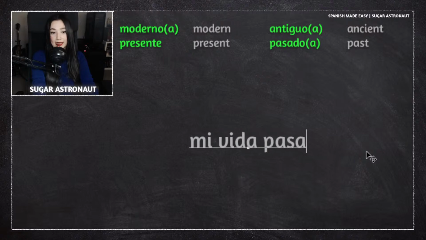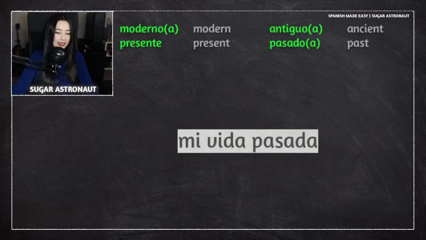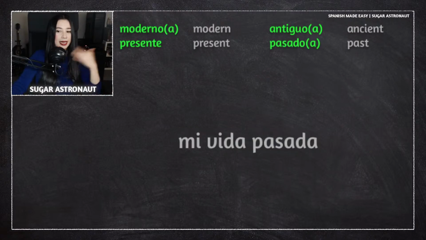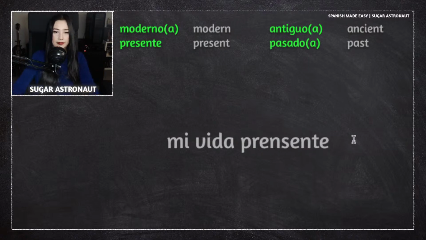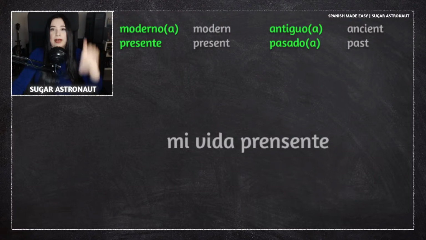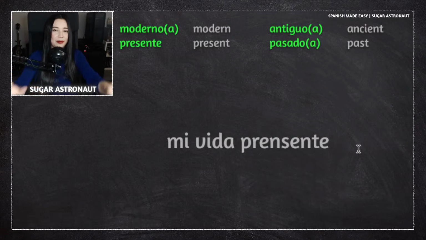Mi vida pasada. That means my past life. Okay, so that is the translation here. Mi vida pasada, my past life, right? Mi vida presente. You're technically saying my present life right now, my life right now. So you're talking about presente, pasado. Obviously, we have future as well, futuro, if you want to add it to this whole list. But presente, pasado sound a little opposite, right?